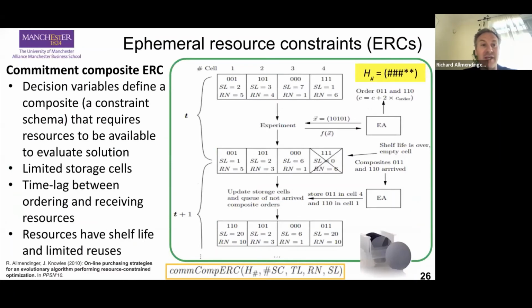We had more complicated constraints, what we call composite commitment constraints. Here the EA had to order resources preemptively, and once the resources arrived, the EA, or the optimizer, had to decide in which of the limited storage spaces to put that particular resource. Each resource had a limited reuse number, it had to be ordered in a batch, it had a shelf life, and so on. And these were real resources. In our particular problem, these were wafers that we used to measure blood samples.